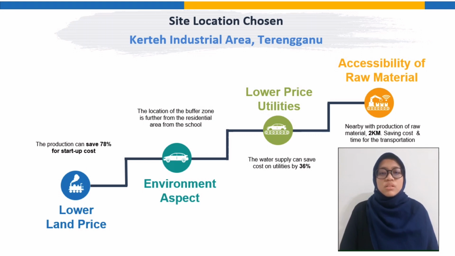Furthermore, the water supply in Kerteh, which is from Syarikat Air Terengganu, has a lower price range of tariff compared to the other water supply. The production can save cost on water supply by 36%. And lastly, the accessibility of the raw material. The production location of the raw material is nearby to the site location by 2 km, and it can save time and cost for the transportation. That's all for me. Now we can proceed to the next chapter, which is mass balance.